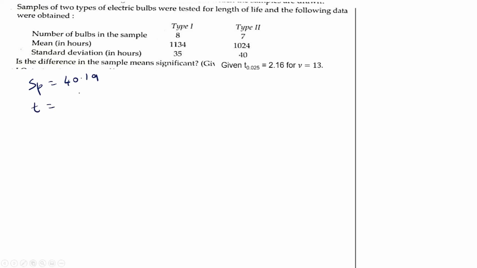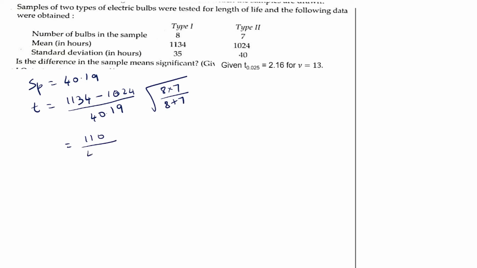T is x1 bar. x1 bar is 1134 minus x2 bar is 1024 upon Sp is 40.19 into root of n1 n2 upon n1 plus n2, 8 into 7 upon 8 plus 7. So when we simplify, we get it as 110 upon 40.19 into root of 56 by 15. So it is 3.73. Now let us find the square root of 3.73.